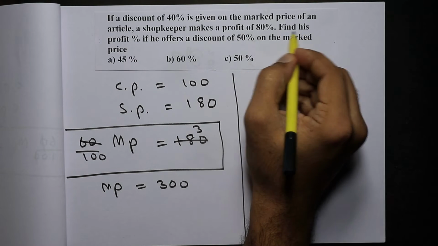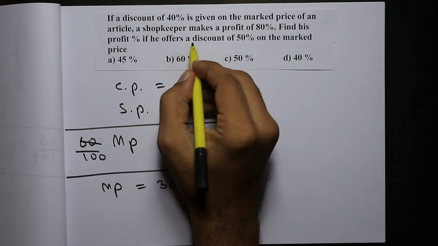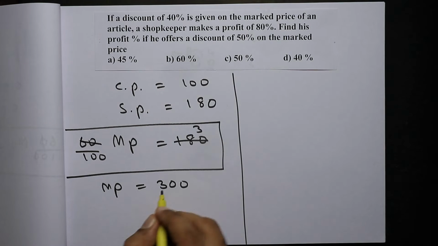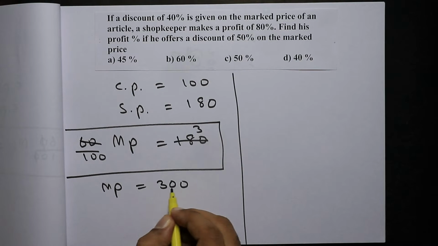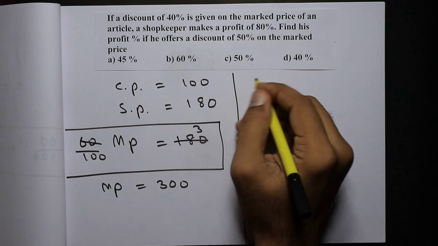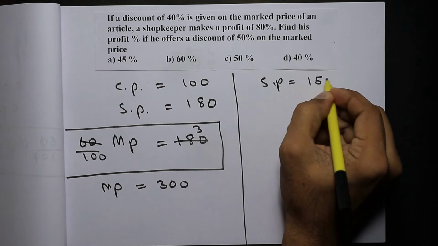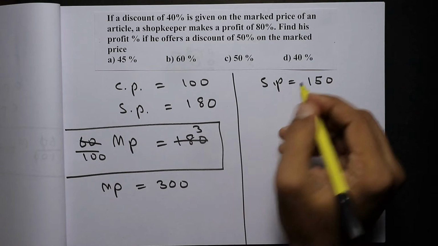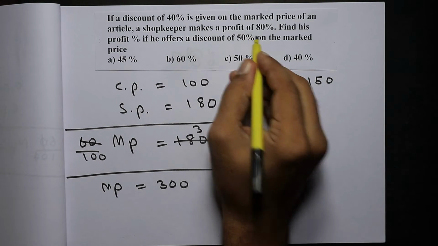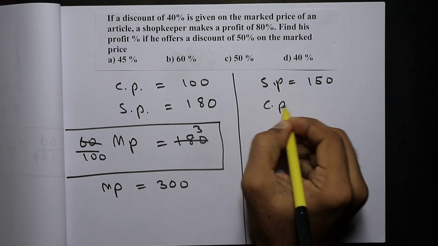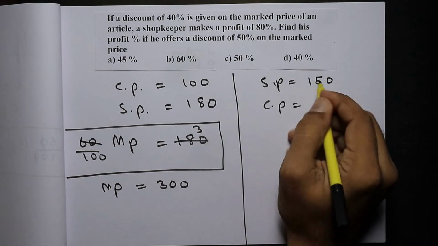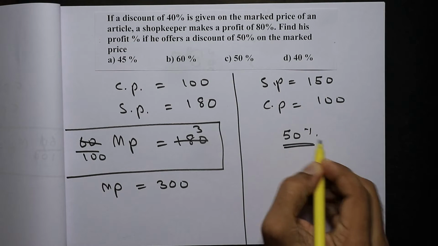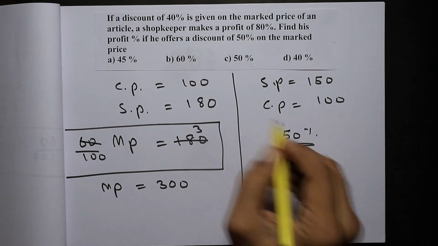Now the question is, find his profit percentage if he offers a discount of 50% on the mark price. So he is offering a 50% discount, which means that he will get only 150. So his actual selling price is rupees 150 because he is offering a 50% discount. So he'll get only half of 300, he'll get only 150. Then what will be his profit percentage? His cost price is rupees 100 and he is selling it at 150, which means that he'll get 50% profit. So his profit percentage will be 50%, option C.